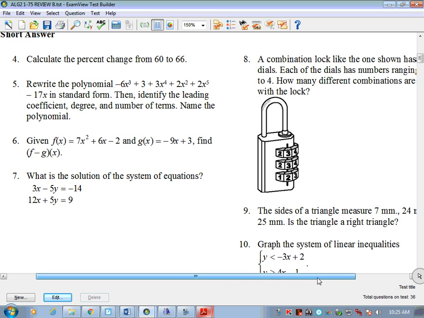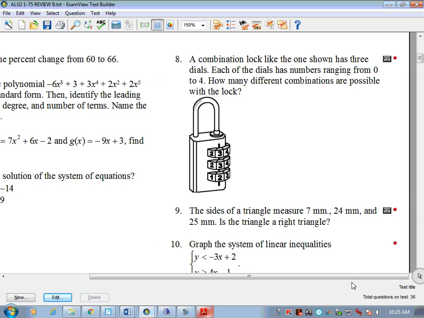Number 8. A combination lock like the one shown has 3 dials. Each of the dials has numbers ranging from 0 to 4. How many different combinations are possible with the lock? The mistake that people make with this is they go 1, 2, 3, 4, and they take those and they multiply them by each other. How many numbers are actually possible on each dial? 5, because 0 is a number. 0, 1, 2, 3, 4. Right? 5.